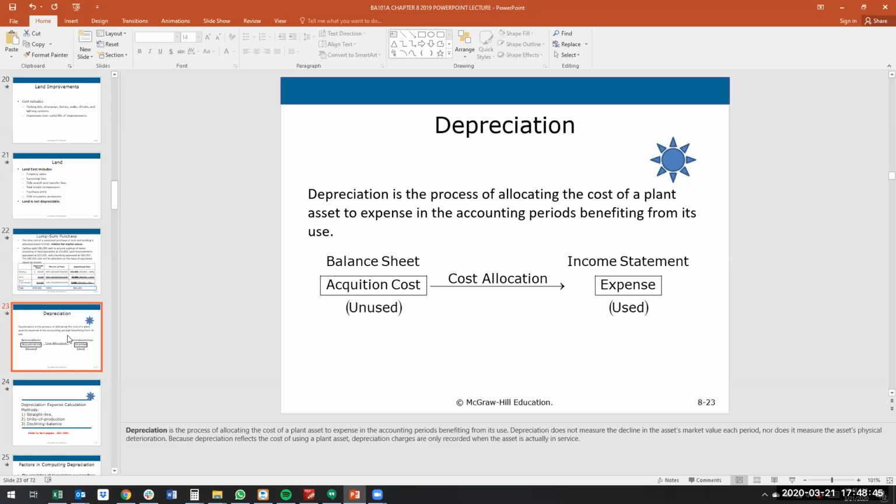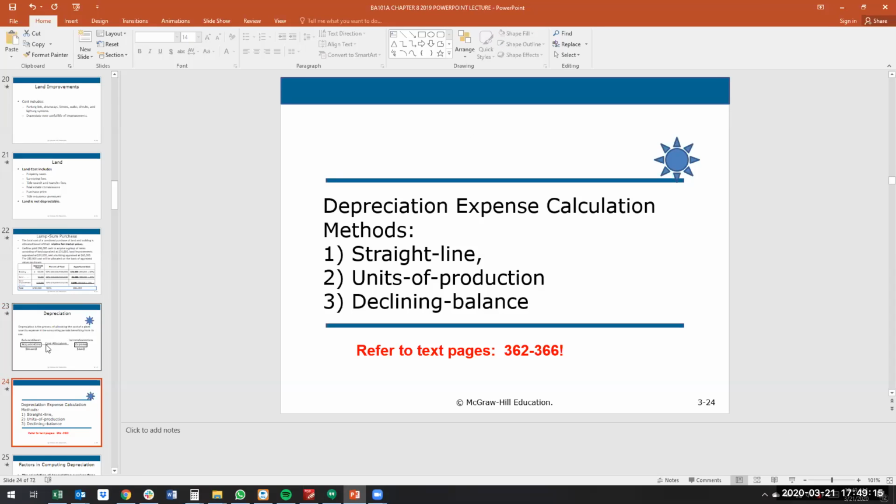Depreciation is the process of allocating the cost of the equipment over the periods where they're benefiting. So the reason we have depreciation is because of the matching principle. Again, we assume that we buy an asset to help us generate revenue, otherwise we wouldn't purchase it. The whole purpose of a business is to generate revenue in the first place. And then we depreciate that asset over the period we expect it to provide revenue to us. So the balance sheet is our acquisition cost, and then we allocate it as an expense to the income statement as we depreciate.